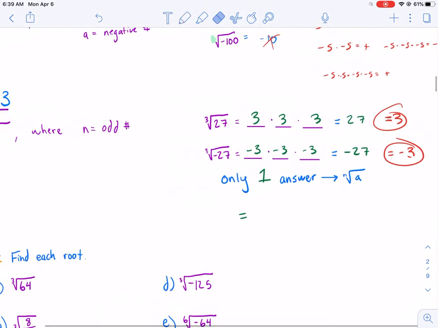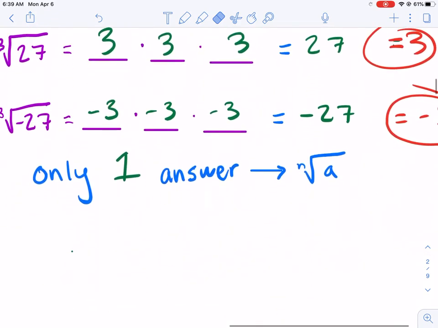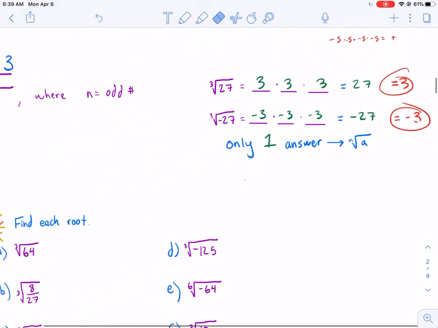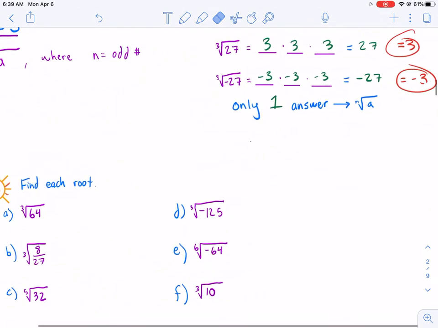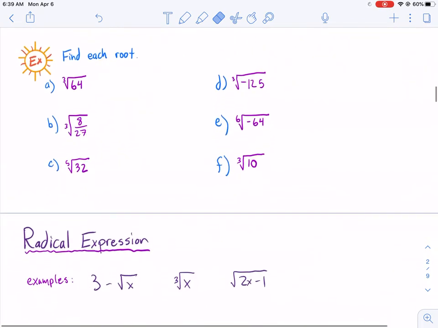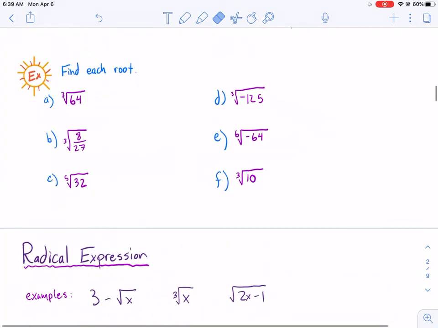It's not plus or minus, because the positive would only give you 27. Multiplying 3 times itself 3 times only gives you 27, and multiplying -3 times itself 3 times only gives you -27. There's only one answer for the nth root of a when it is odd. So we'll go ahead and find each root real quickly here, and then we'll save the rest for the next video. The third root of 64: what times itself 3 times gives us 64? That is 4, because 4 times 4 times 4 equals 64.